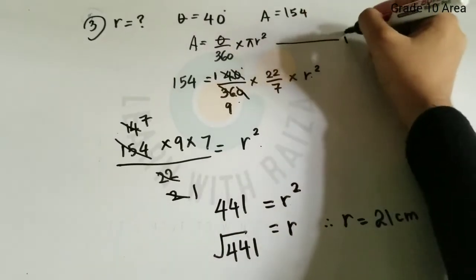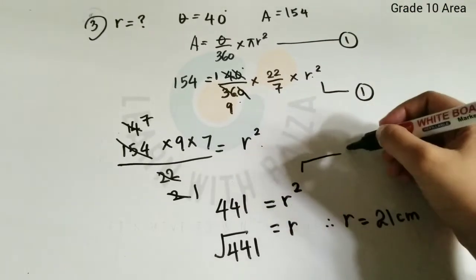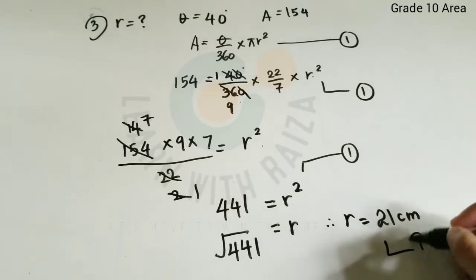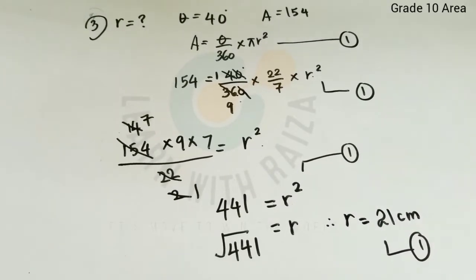For writing the equation, you get 1 mark. For working this one, you get 1 mark. And for getting r squared, you get 1 mark. For getting only r, you get 1 mark. So altogether, for third question, you are getting 4 marks.